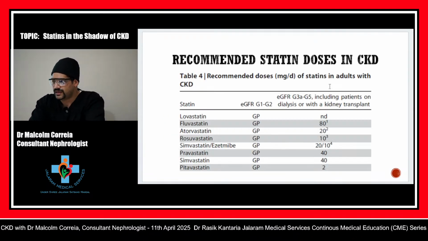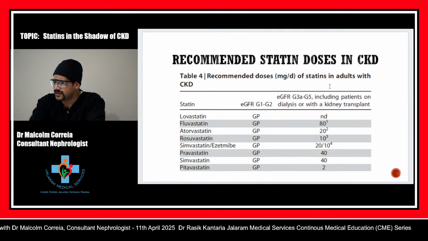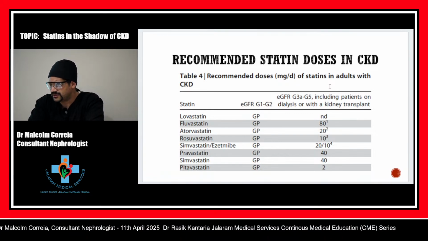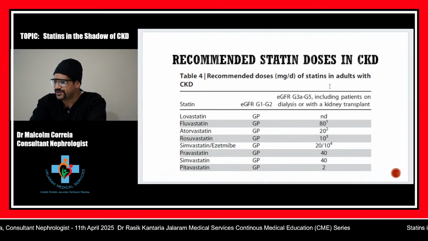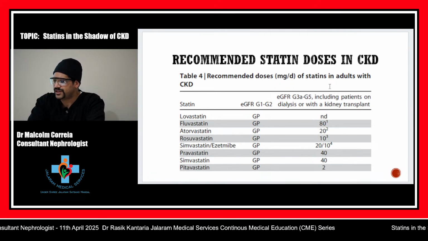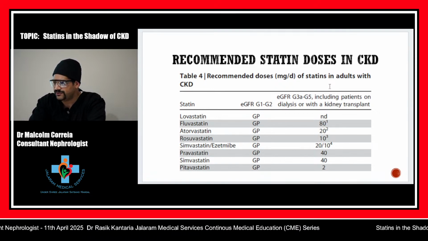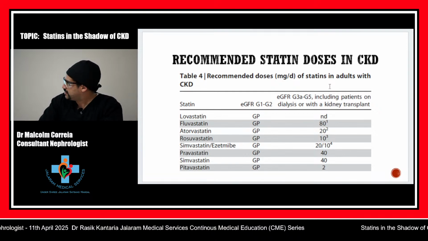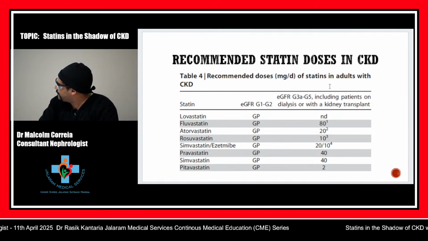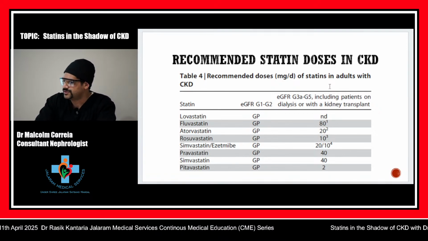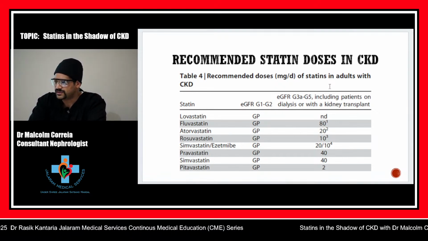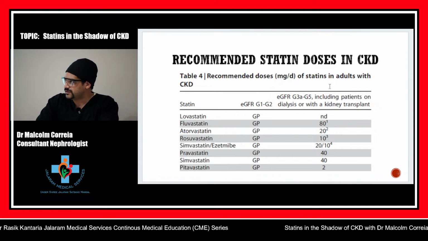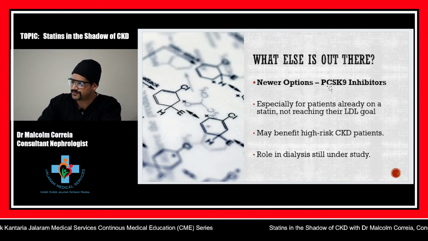This table, which we can read at a later time, basically gives you the different dosages that you could start on patients with a GFR of 3A to GFR of 5. So basically if you're below the GFR of 60, then you can see the dosages don't really change excessively. They go down to the mid-intensity range.